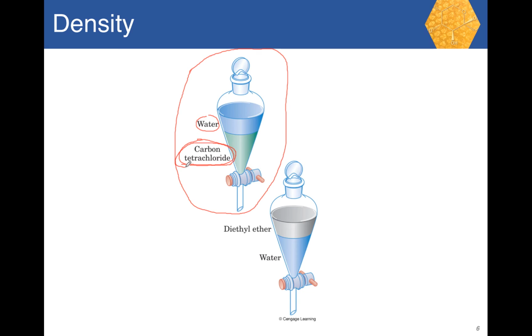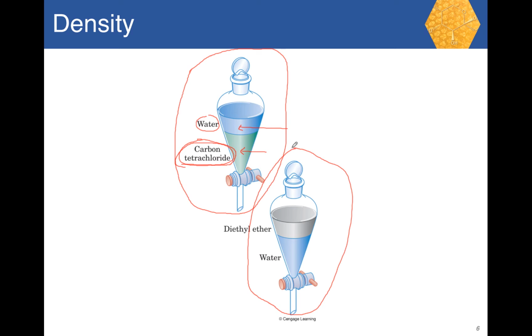What is the layer that would be on top? As you can see here, since water is less dense than carbon tetrachloride, it would be at the top. And since carbon tetrachloride is more dense, or its density is greater than that of water, it will be at the bottom. Let's apply that down here.